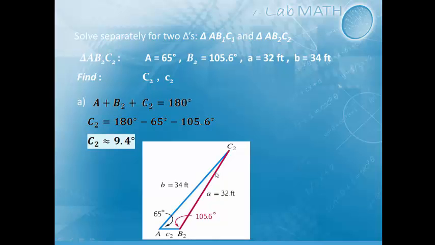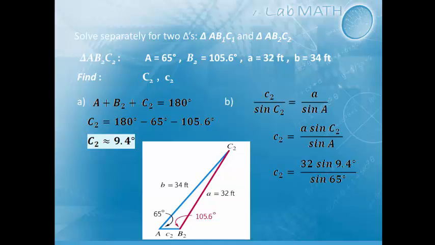And we are now ready to look for side C sub 2. So C sub 2 over sine C sub 2 is A over sine A. Substituting the values in the formula, we have side C sub 2 is approximately 5.77 feet. There you go.